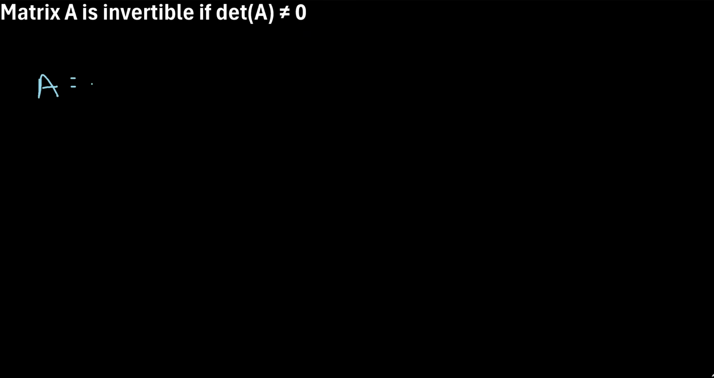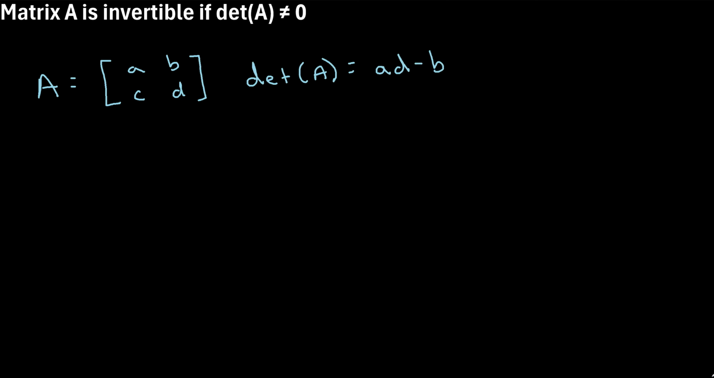Let's say we have matrix A with values A, B, C, and D. The determinant of matrix A can be calculated using the following formula: A times D minus B times C. So if this value is not equal to 0, then we say that matrix A is invertible. So let's check out an actual example.